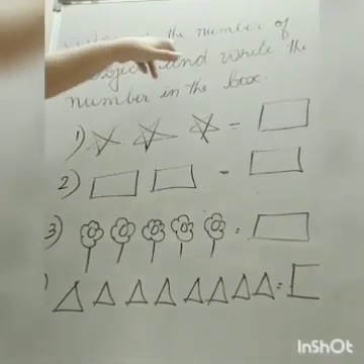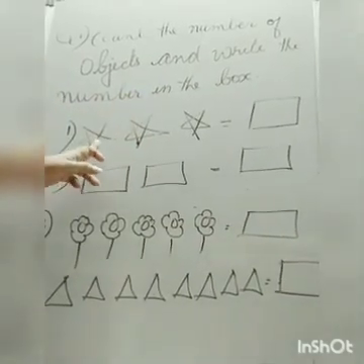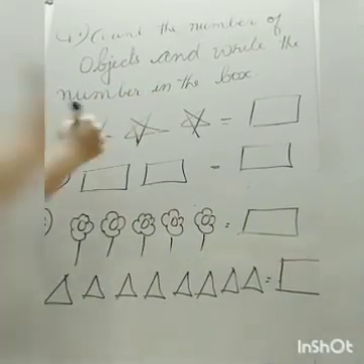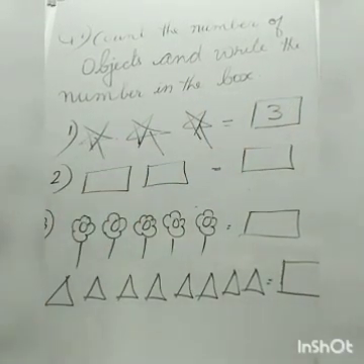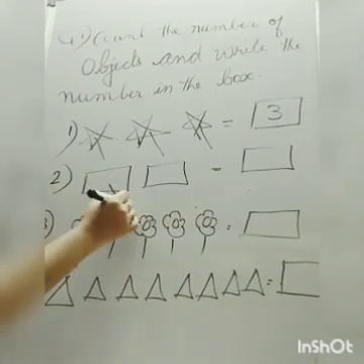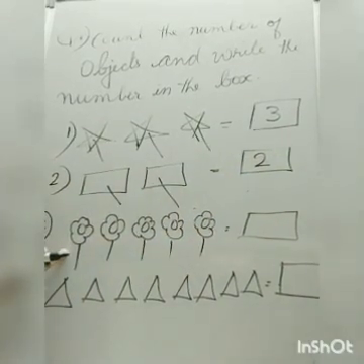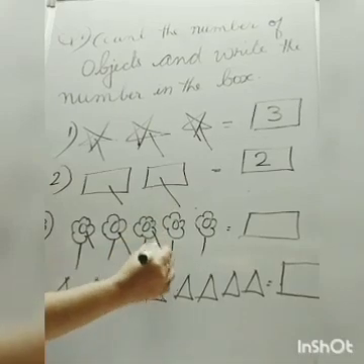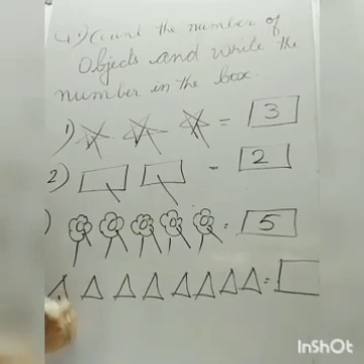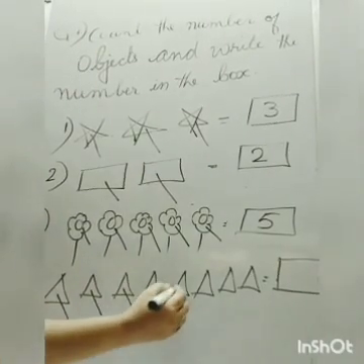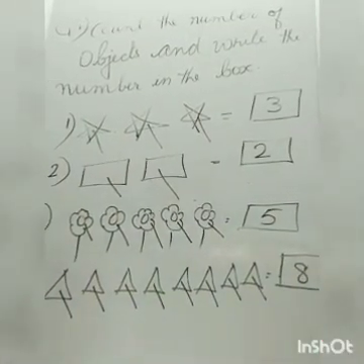First of all, count the number of objects and write the number in the box. Here, count the stars: 1, 2, 3. Write the answer here, 3. And here, how many rectangles are there? 1, 2. 2 rectangles. Write the answer. Here are flowers, count the flowers: 1, 2, 3, 4 and 5. Write 5 here, and write triangle: 1, 2, 3, 4, 5, 6, 7, 8. 8. All of you got the answers?